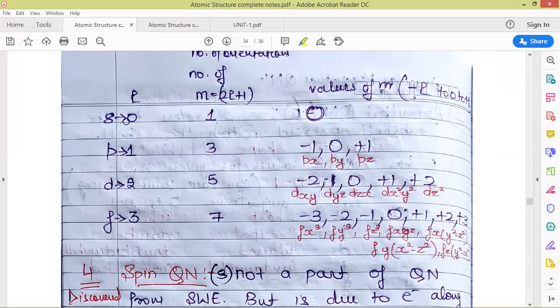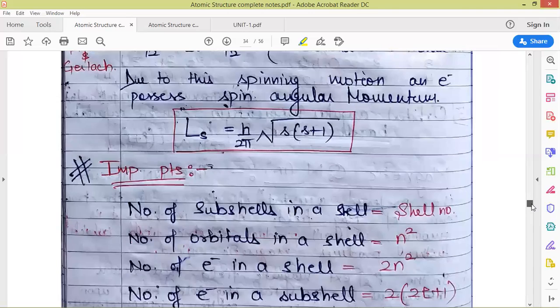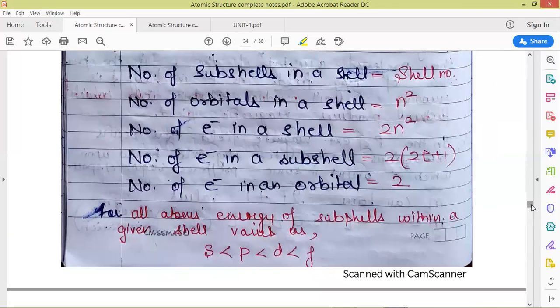That means it just has one orbital, that is 1s, represented by 1s orbital because of single orientation. So number of orbitals in a shell are given by a simple formula based upon the value of n. So for value of n as 1, it can have just one orbital, that is 1.